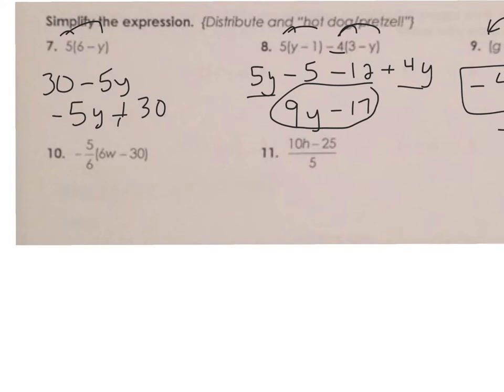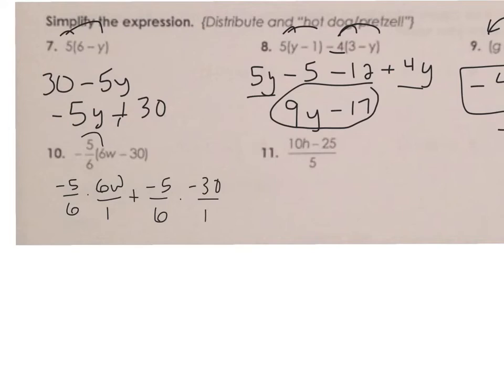Distributing once again, I've got a negative 5/6. This is going to come right here, so I'm going to do a negative 5/6 times 6w over 1, and a negative 5/6 times a negative 30 over 1.